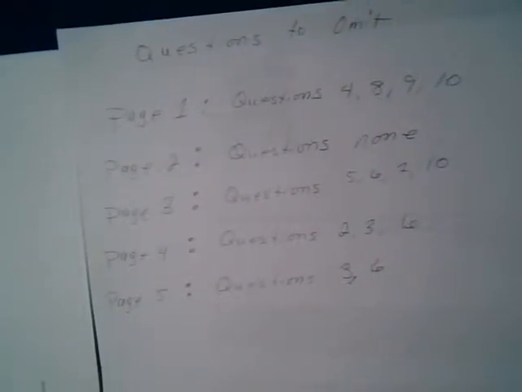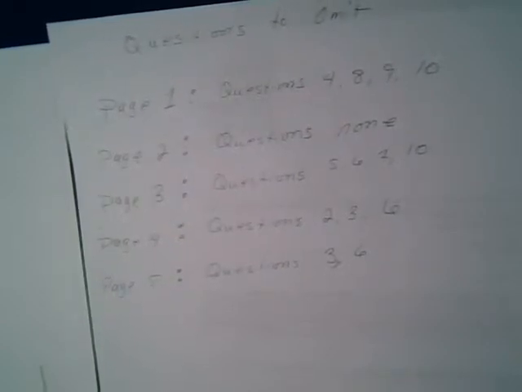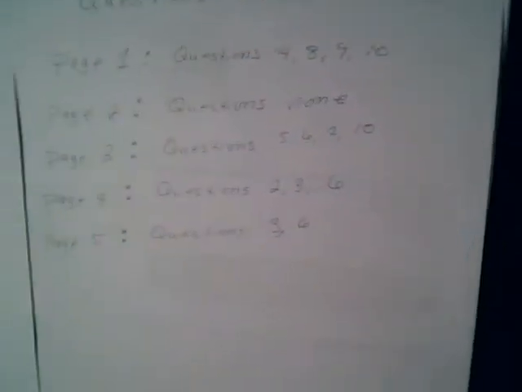They are on the first page, questions 4, 8, 9, and 10. On the second page, there are no questions that you can omit. On page 3, you can omit questions 5, 6, 7, and 10. On page 4, questions 2, 3, and 6. And then on page 5, questions 3 and 6.